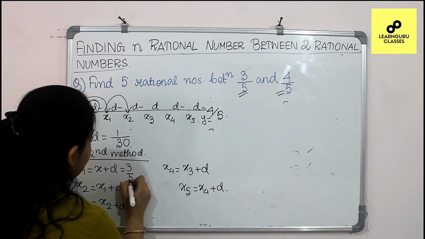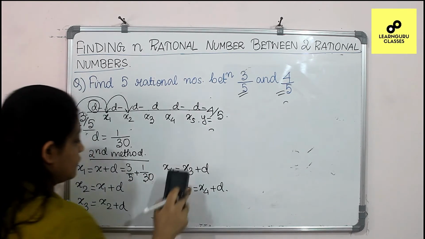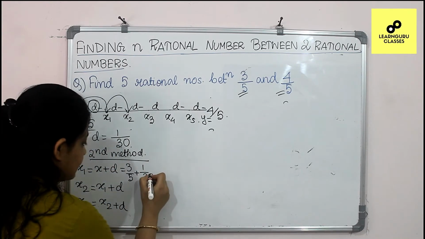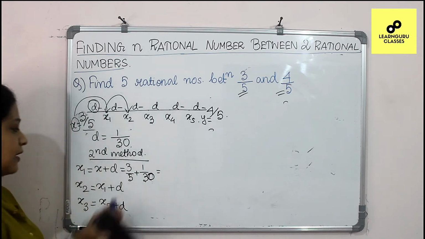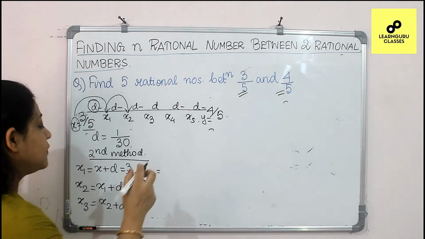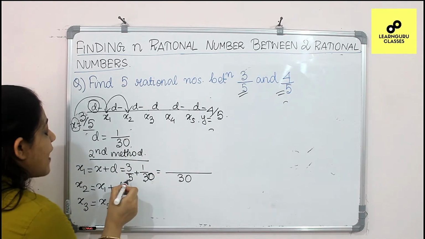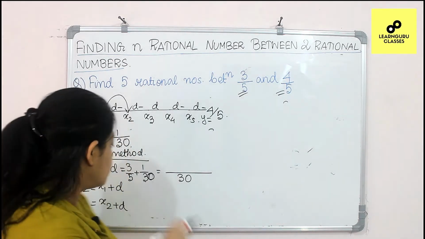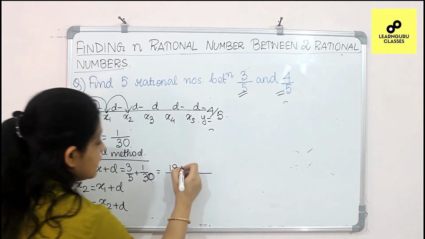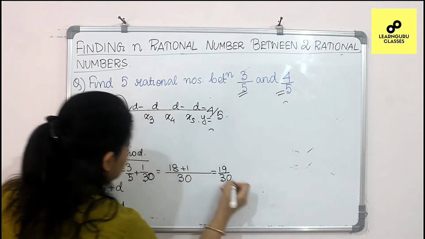x1 is 3 by 5 plus 1 by 30. Okay, so for the time being I am just rubbing out the values of x4 and x3 to do the calculations. So LCM between 5 and 30 is how much? LCM between 5 and 30 is 30. Okay, so 5 into 6 is 30. So 6 into 3 is 18. And 30 ones are 30, so this is 1. So you are getting the value as 19 by 30.